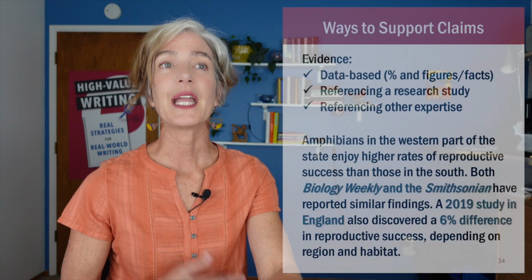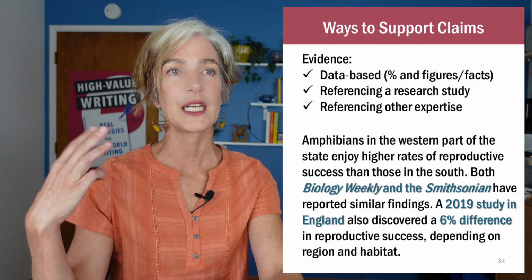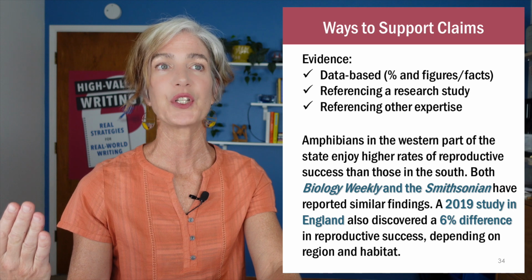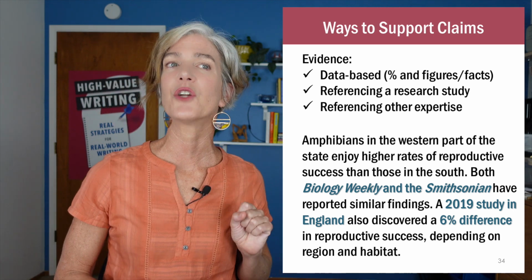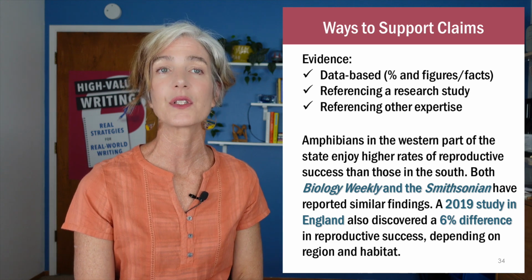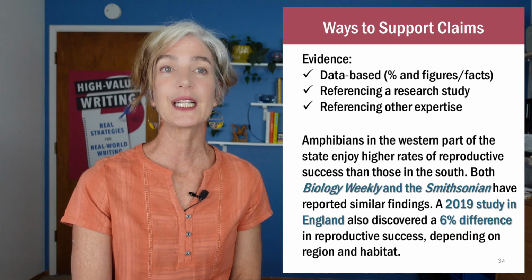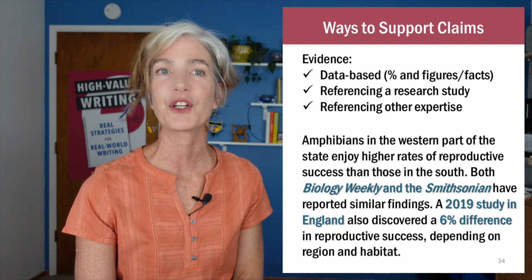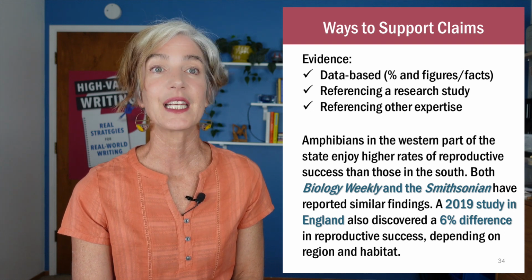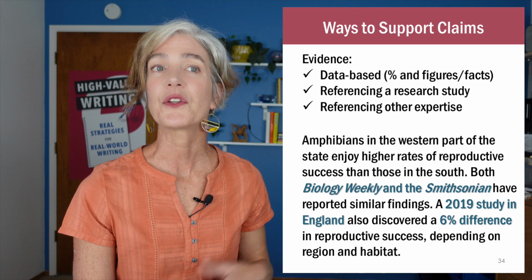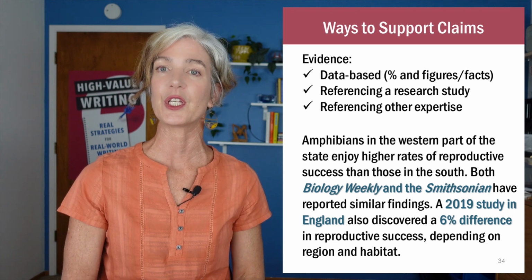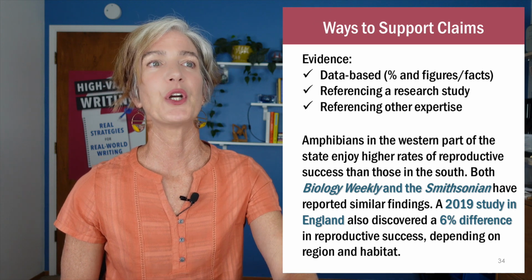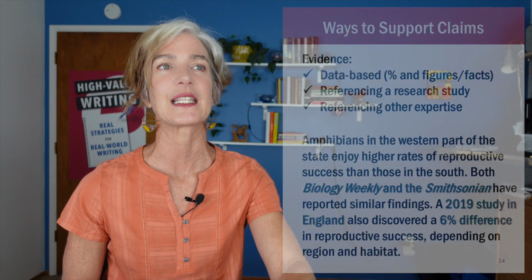Evidence, I'll put a few into this example at once. The idea of data, the idea of referencing a study, and the idea of referencing someone's expertise, okay? Amphibians in the western part of the state enjoy higher rates of reproductive success than those in the south. Both Biology Weekly and the Smithsonian have reported similar findings. A 2019 study in England, referencing another study, also discovered a 6% difference in reproductive success depending on region and habitat. So we've put in that support for our sentences.